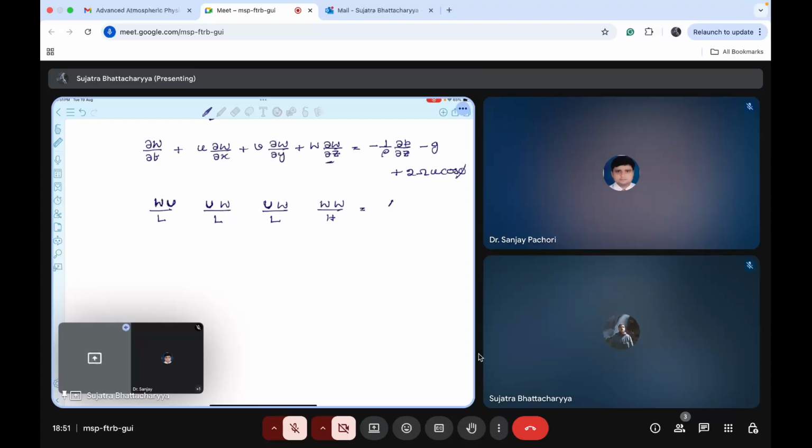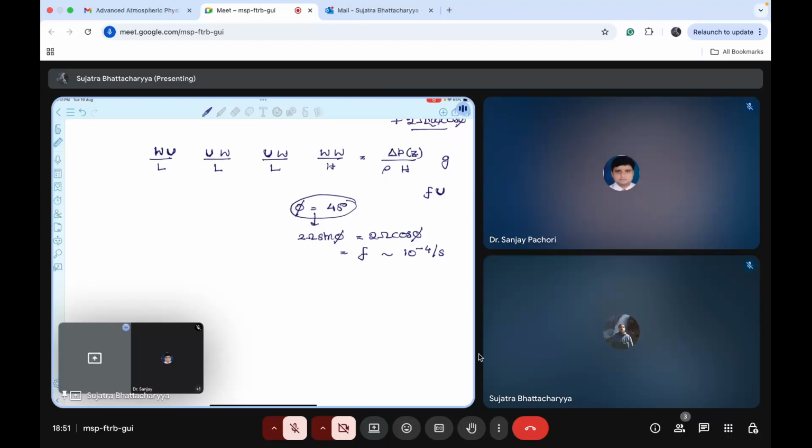Remember, this is your ∂P/∂Z. Rho is 1, you can keep it like this, and delta Z is H. This is G, and what about this? See, 2 omega sine phi. So for a mid latitude synoptic system, we generally assume phi to be 45. It is an assumption, you can make it 35, so just keep the easiest one. At phi equal to 45, 2 omega sine phi and 2 omega cos phi are the same, which is nothing but F, which is 10 to the power minus 4 per second. And you have a U with this, so what you get finally is F times U, because there is a U here. So these are the scaled versions.